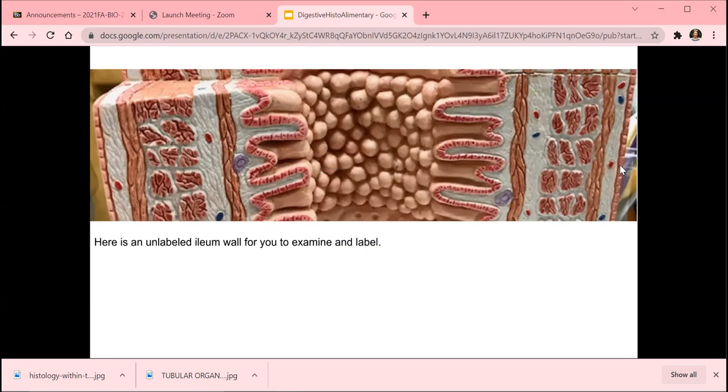And here is the unlabeled ileum, which is part of our small intestine. The first layer is tunica mucosa with the villi, intestinal crypt, lamina propria, and muscularis mucosa. You have the next layer, which is tunica submucosa. Then we have tunica muscularis externa, with inner circular and outer longitudinal. And the last layer is called tunica serosa, connective tissue with the covering of mesothelium.